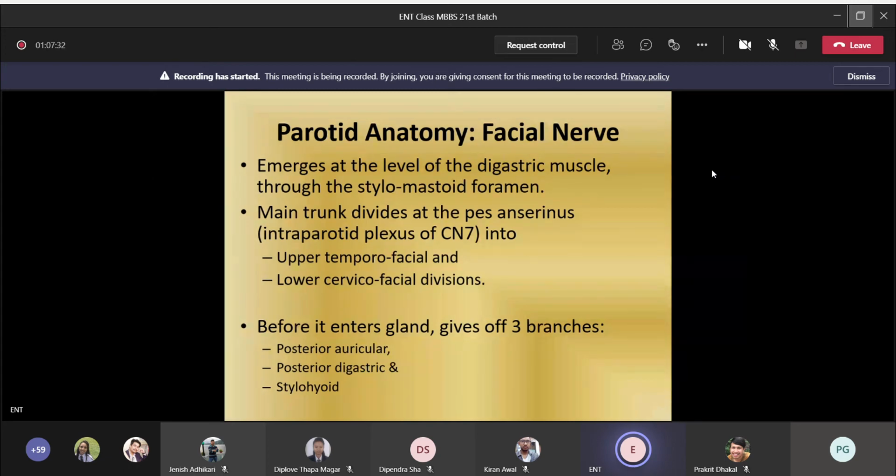So the first two divisions are the upper temporofacial and lower cervicofacial, and before it enters the gland, it gives rise to three branches. MCQ around this: posterior auricular, posterior digastric, and stylohyoid branches. These branches arise from the nerve after it passes from the stylomastoid foramen, but before entering the parotid gland.